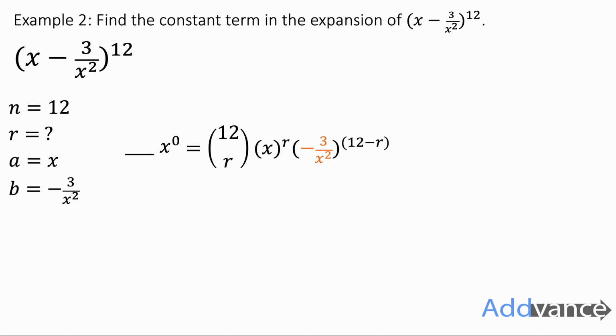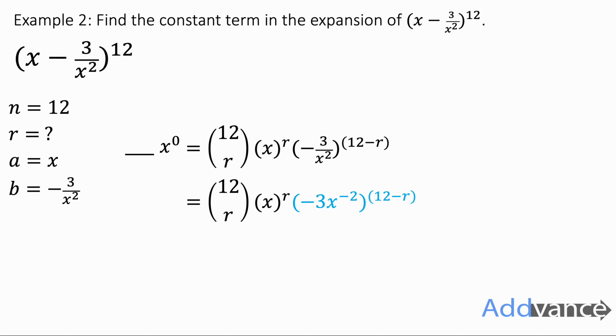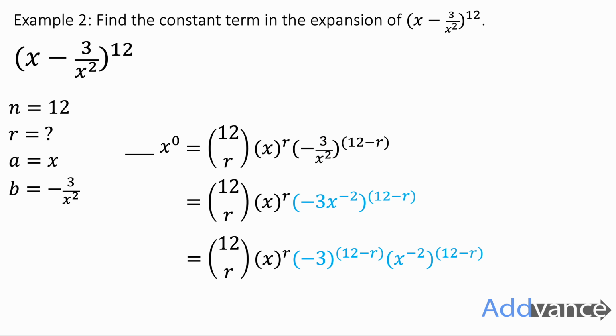Minus 3 over x squared is the same as minus 3 x to the power minus 2. And just remember that when you're dividing by x squared, that's the same as x to the power minus 2. This simplifies here to be minus 3 to the power 12 minus r and x to the minus 2 to the power 12 minus r. Now here, we've simplified it quite a lot, and I've highlighted the powers of x here. And those powers of x must be the same on both sides.